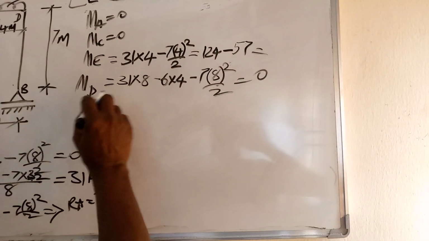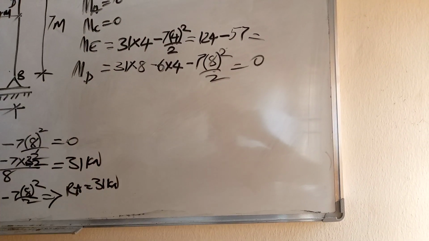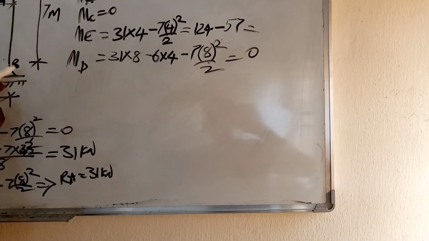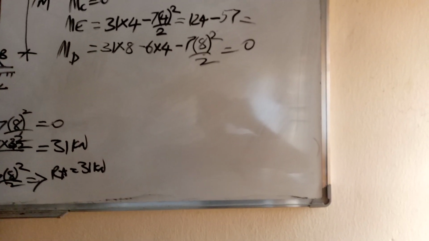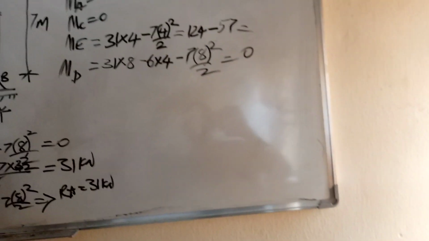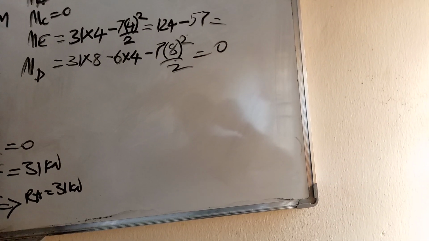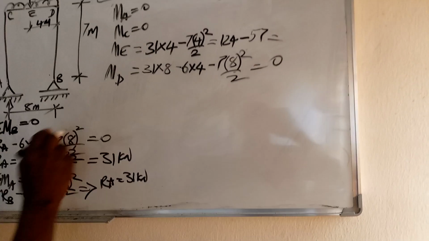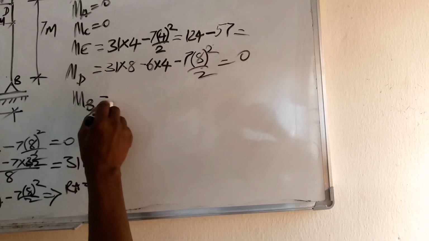Here the moment at D is equal to 0. Then the moment along DB, the length DB is parallel to all these forces, so it will not generate moment along B. The moment at D here is 0. So the moment at B is equal to 0.